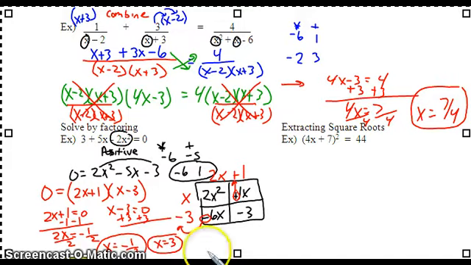So remember, when you have a coefficient in front of the x squared term, unlike over here when it was just an x squared, where I could just multiply and figure out and make my parentheses right away, when you have that coefficient out in front, you have to use the box method.